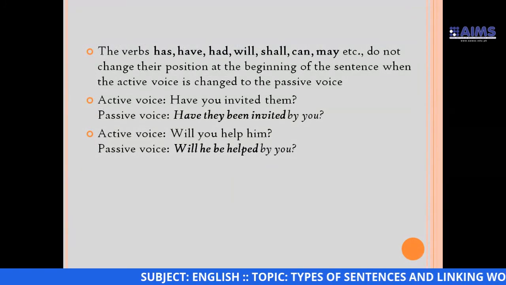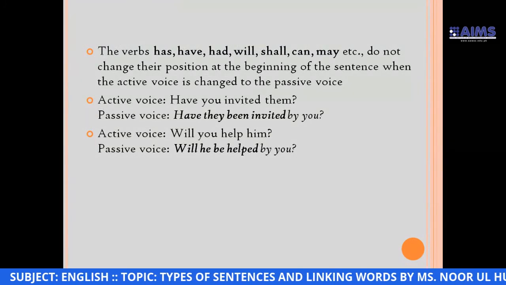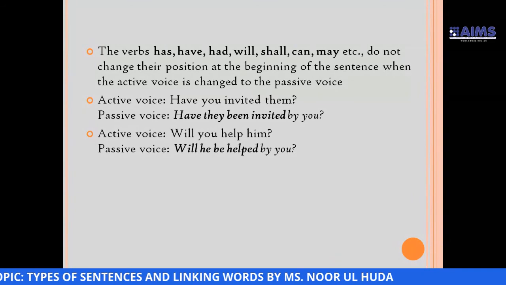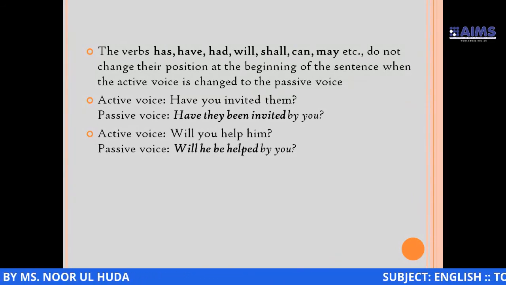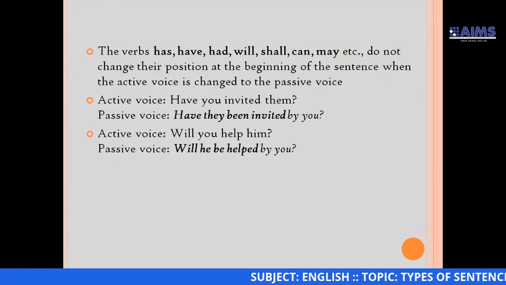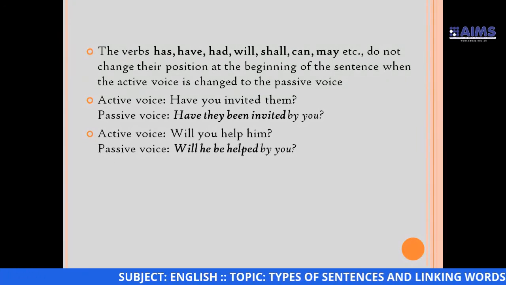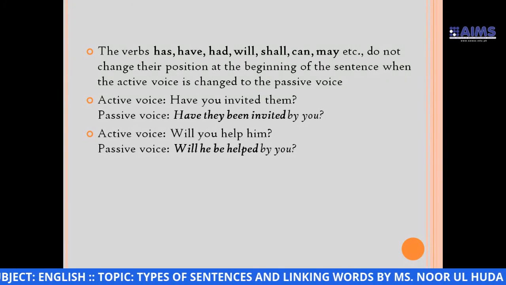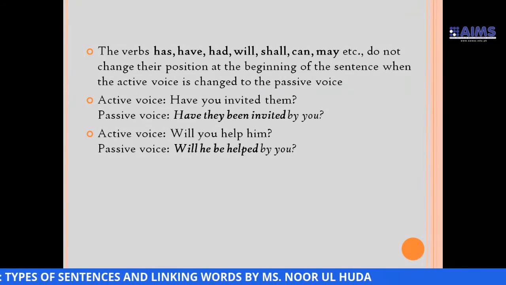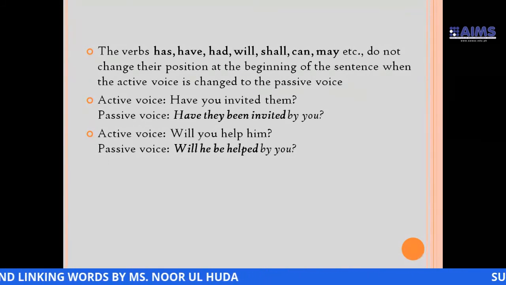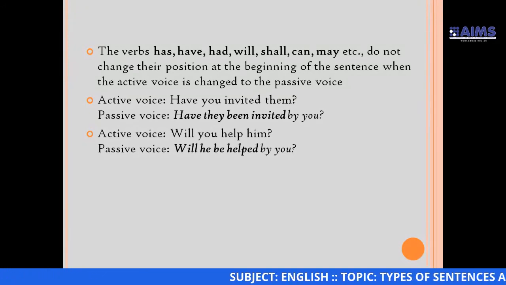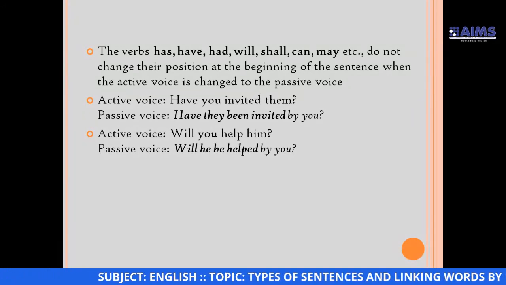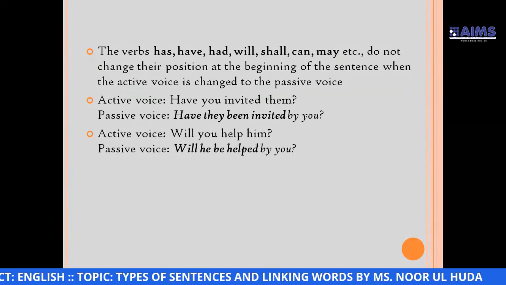Now, the verbs has, have, had, will, shall, can, may do not change their position. Why? Because they are helping verbs. We don't require any other helping verb to change the form of the sentence when the active voice is changed into passive, because we already have the helping verbs here.